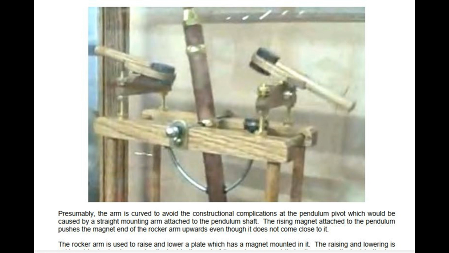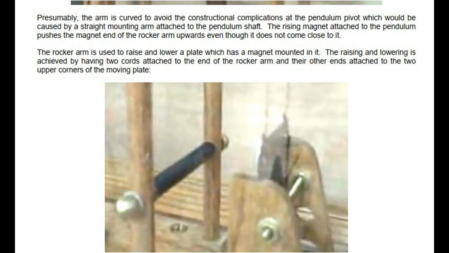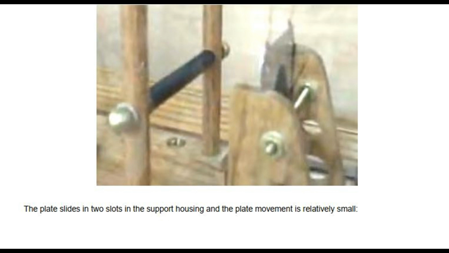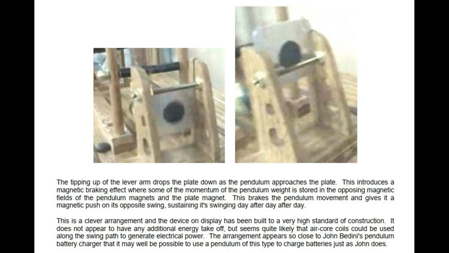The rocker arm is used to raise and lower a plate which has a magnet mounted in it. The raising and lowering is achieved by having 2 cords attached to the end of the rocker arm and their other ends attached to the 2 upper corners of the moving plate. The plate slides in 2 slots in the support housing, and the plate movement is relatively small.